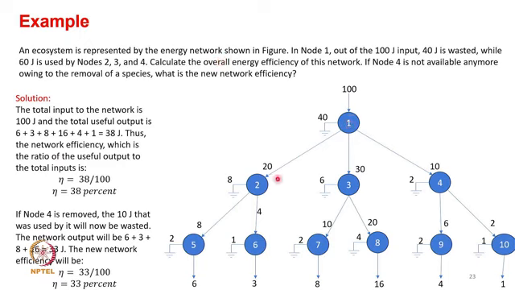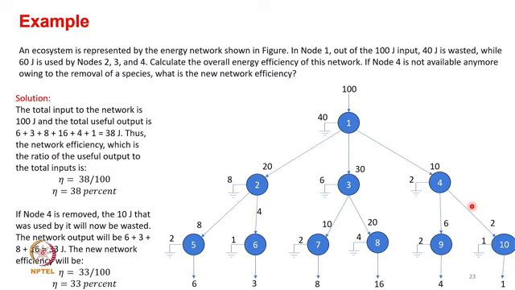So now let's take an example of an ecosystem that is represented as an energy network. So you have multiple nodes, node 1, 2, 3, 4, 5, 6, 7, 8, 9, 10. In node 1, what is happening? In 100 joule input, 40 joule is wasted, while 60 joule is used by the nodes 2, 3 and 4. 20 plus 30 plus 10 is 60. Calculate the overall energy efficiency of the network if node 4 is not available anymore owing to the removal of the species, and what is the new network efficiency.